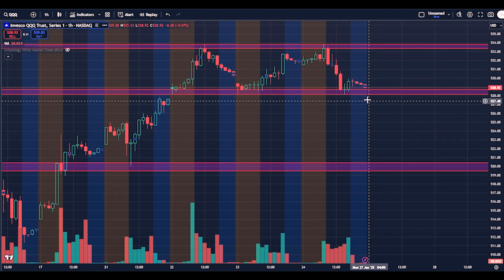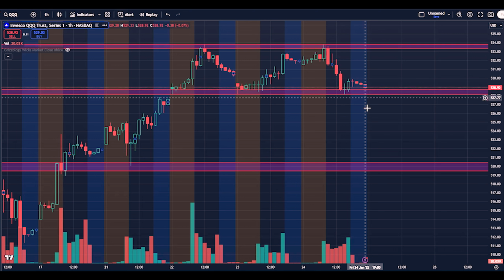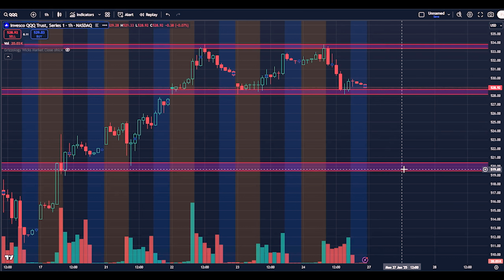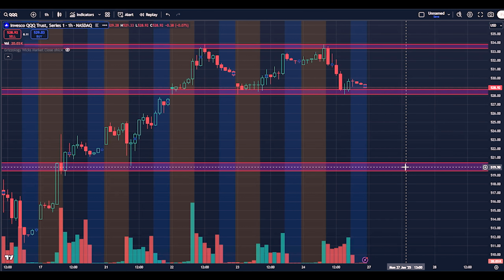And as far as bounces, once we lose this current demand, I don't have much until way down here around this 520 for a possible bounce for calls or NQ longs.